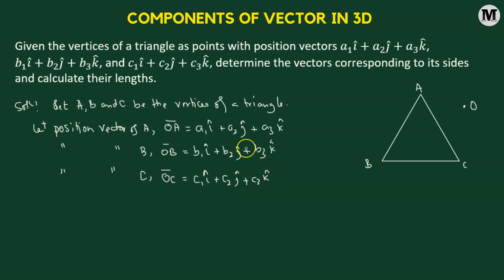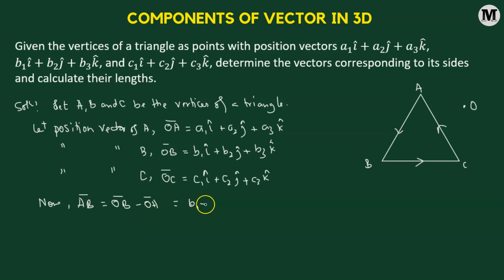Fine. Now let's define the AB vector. Here we need to determine the vectors corresponding to its sides. So we'll define the AB vector, BC vector and CA vector. Now to define the AB vector, we'll take the position vector of point B and from it subtract the position vector of point A. That's the definition. So that means we have OB minus OA.